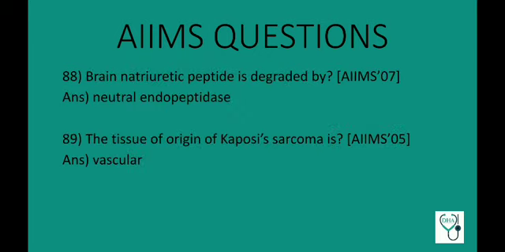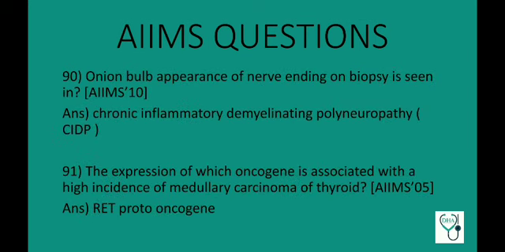Brain natriuretic peptide is degraded by neutral endopeptidase. The tissue of origin of Kaposi sarcoma is vascular. Onion bulb appearance of nerve ending on biopsy is seen in chronic inflammatory demyelinating polyneuropathy, or CIDP. The expression of which oncogene is associated with a high incidence of medullary carcinoma thyroid? RET proto-oncogene.